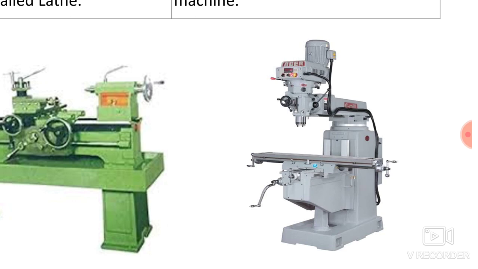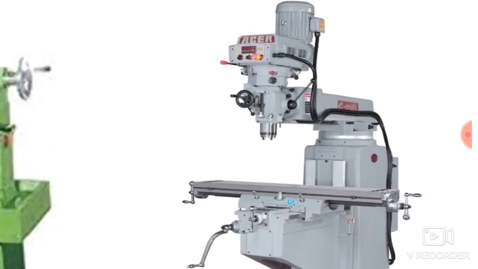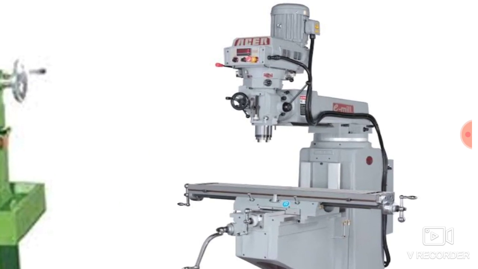You can move the table up and down, or you can move the table along left and right direction, in and out. Left, right, in and out, up and down, that is nothing but three different axes of milling machine. So in the spindle you can attach the end mill cutter or the different types of cutter, and with that you can process the component or you can machine the component.